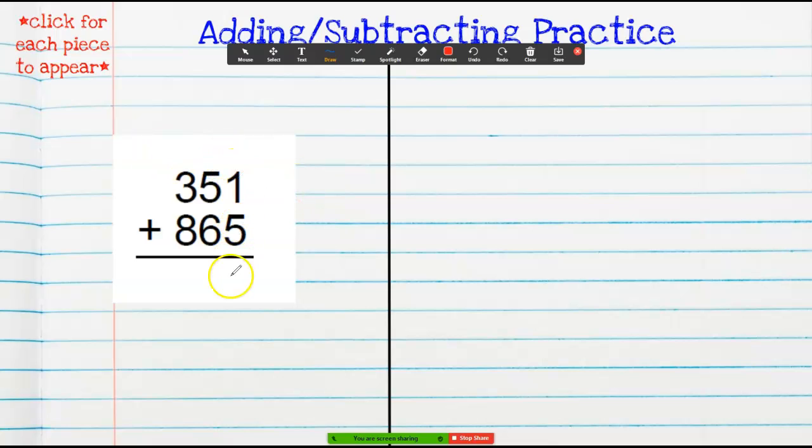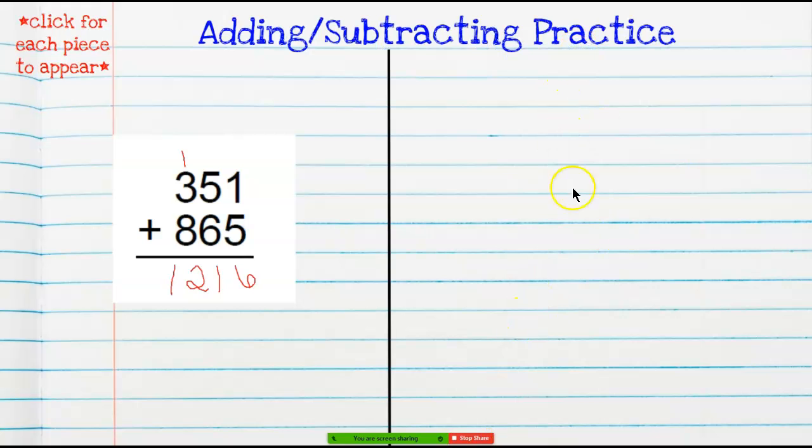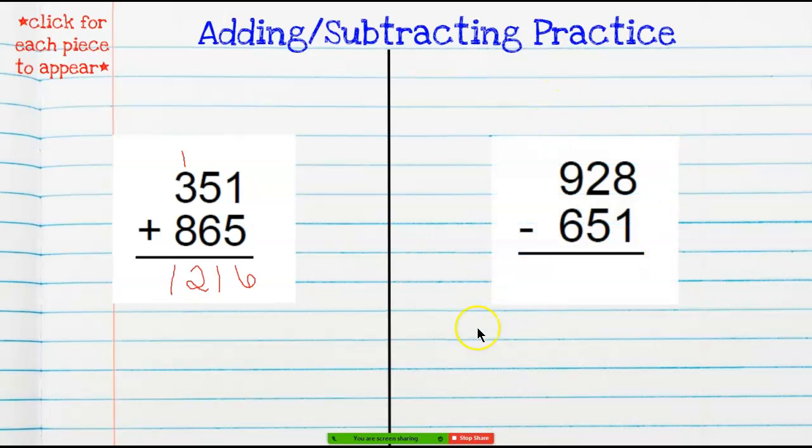All right, 1 plus 5 is 6. 5 plus 6 is 11. Remember, I don't just put 11, I need to carry my 1. 1 plus 3 is 4, plus 8 is 12. So 1,216. Okay, in the next space, we are going to have a subtraction problem.